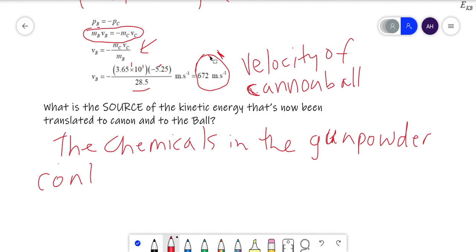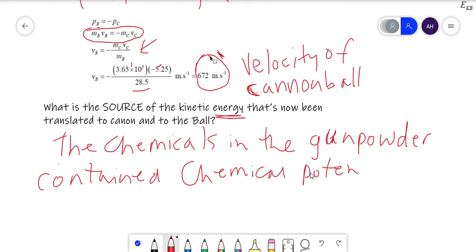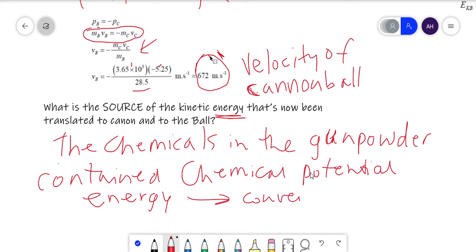So we'll state that in our answer. Got to link it to energy, so your answer should say energy somewhere. So chemicals in the gunpowder contained chemical potential energy. And that would get you through. If this was the 3-mark question, that would be your 3rd mark right there. And you could say, little arrow, converted to kinetic energy.